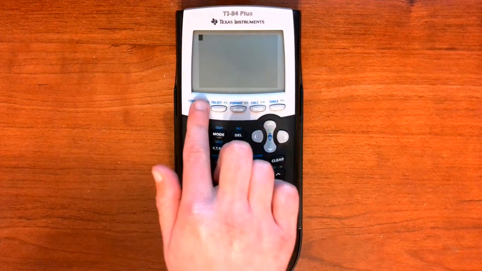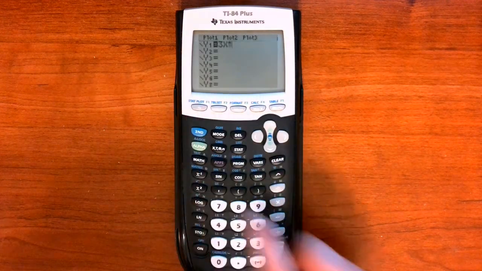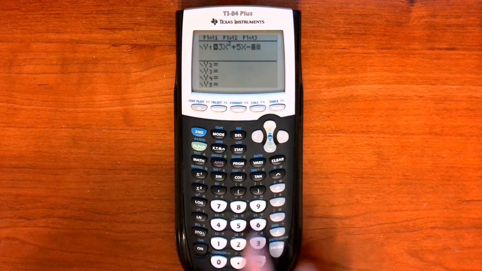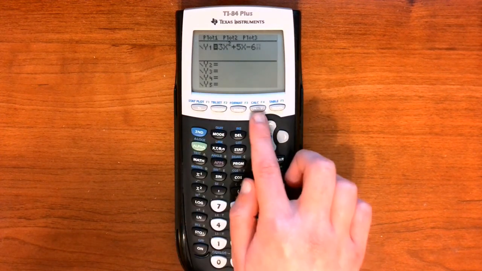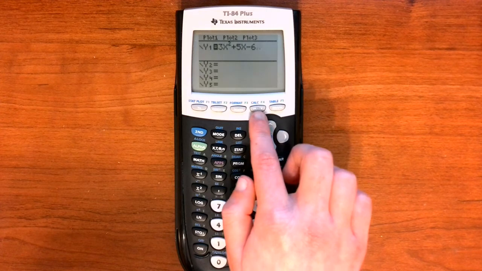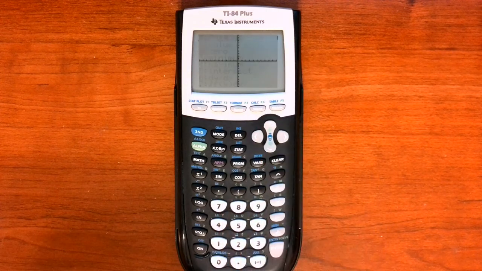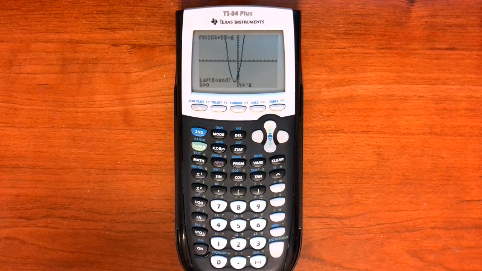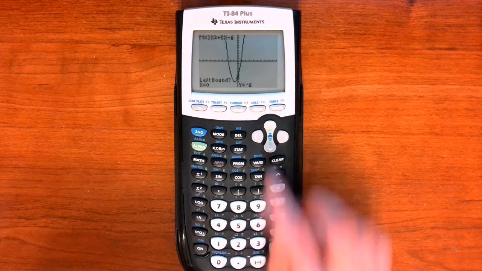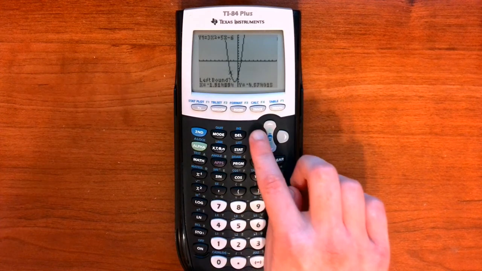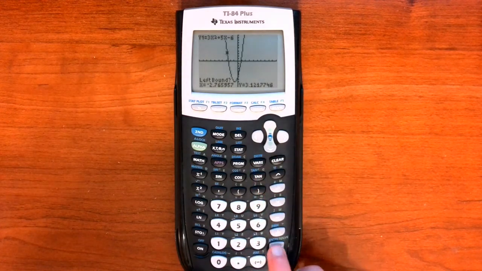So you can press y equals and enter in the function. Then you can press second and press the button that says trace, with blue text above it saying calc. Then choose option 2. Now the calculator graphs the function. If you don't see the zero that you want to find shown, then you can change the window and press second calc again. Now it asks you for the left bound. So move the pointer left of the zero that you want to find, and then press enter.